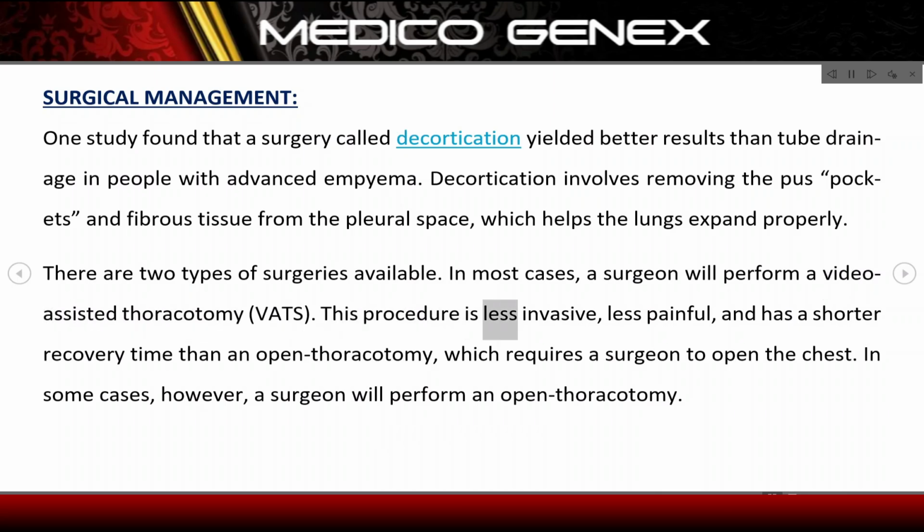This procedure is less invasive, less painful, and has a shorter recovery time than an open thoracotomy, which requires a surgeon to open the chest. In some cases, however, a surgeon will perform an open thoracotomy.